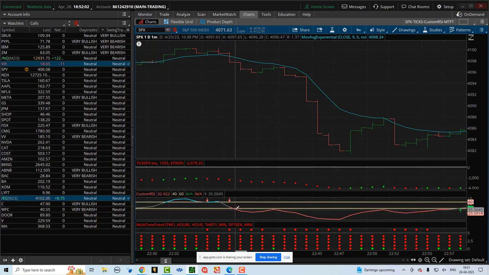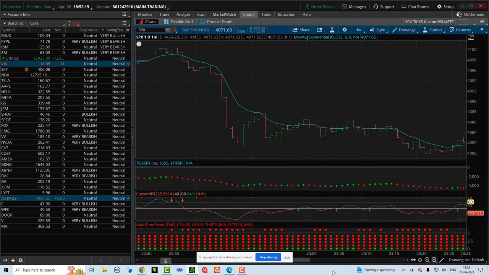Once it goes into the oversold, it doesn't mean you get out. It's telling you to stay in your trade, stay in your trade, all the way till here. That's when you get out of the trade. So let me zoom out a little bit. You can see from here, the custom RSI is telling you that you need to be in a bearish trade. SPX ticks is already telling you that.